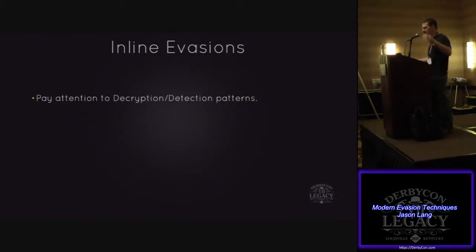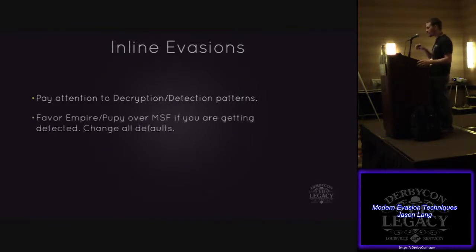All right, so, more evasions. Just some tips here. Pay attention to decryption detection patterns. Red teamers, this stuff is kind of for you. If you get a shell and then your shell dies, chances are SSL decryption is getting in the way, and you need to up your game a little bit. Favor Empire and Puppy over MSF. If you are getting detected, change the defaults. It's not hard to do. Change your Metasploit template.